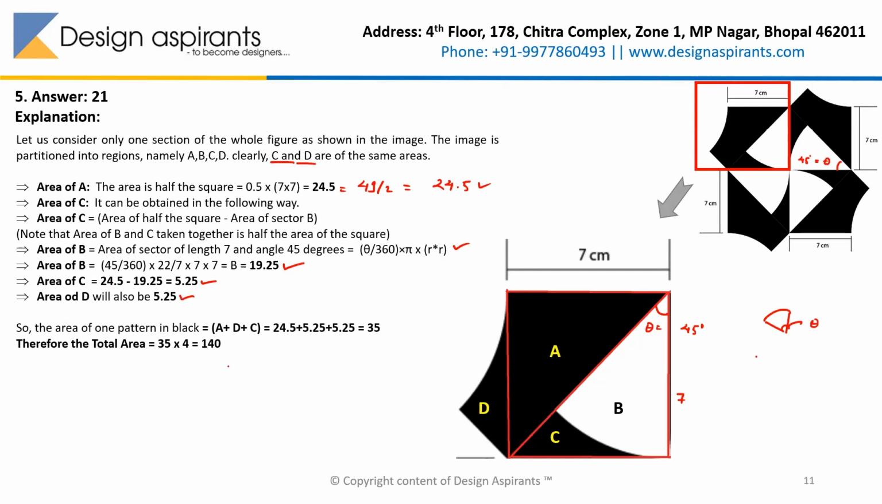Okay, now since we have to find the area of the black pattern, it is A plus D plus C. So it will be 24.5 plus 5.25 plus 5.25. That is coming at 35. Now in this whole figure, there are 4 such patterns. So 35 into 4 will give you 140. And 140 is your answer.